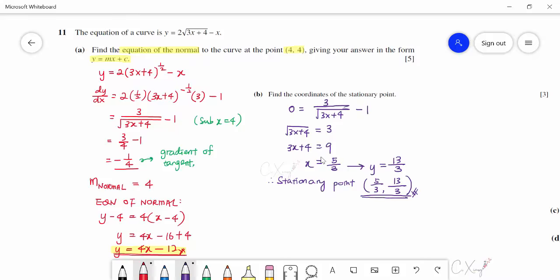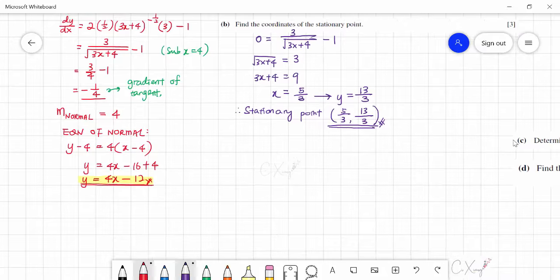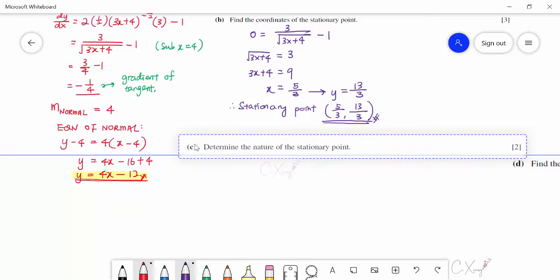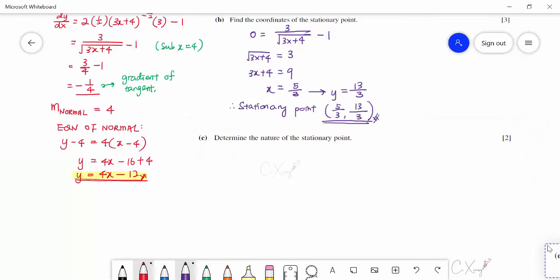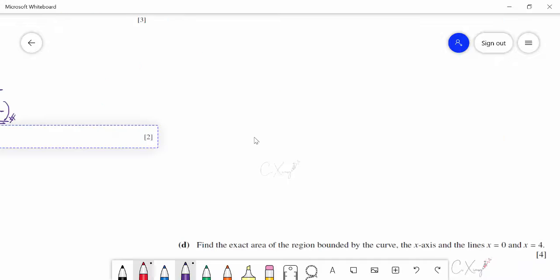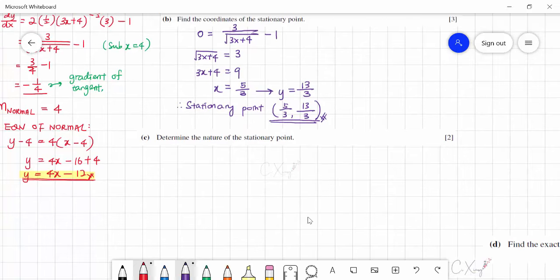Okay, alright, so this is what we have for part B. So let's continue to part C. For part C, they want us to determine the stationary point. Determine the nature of the stationary point.